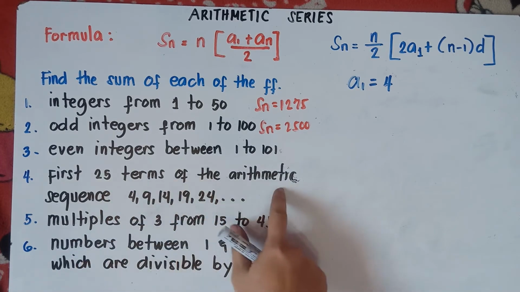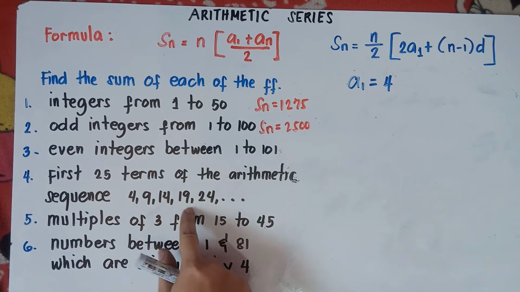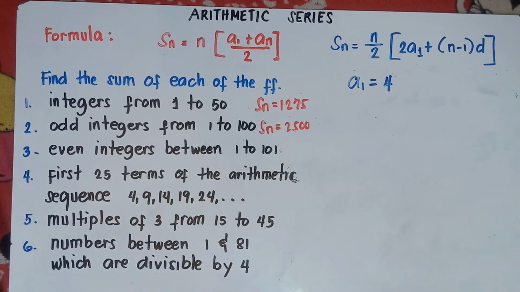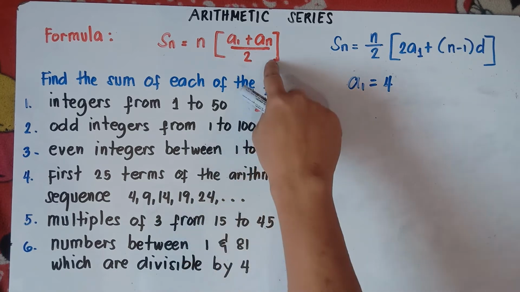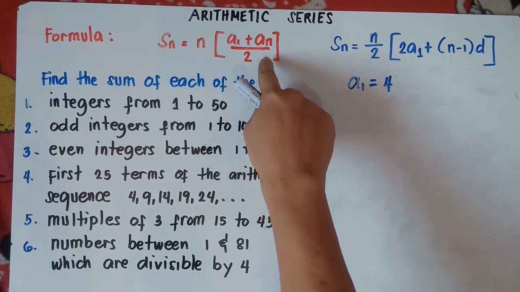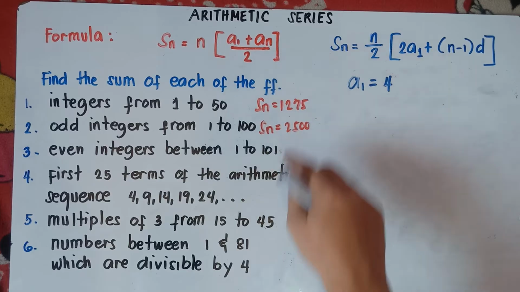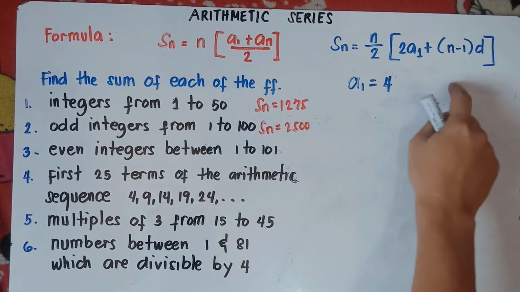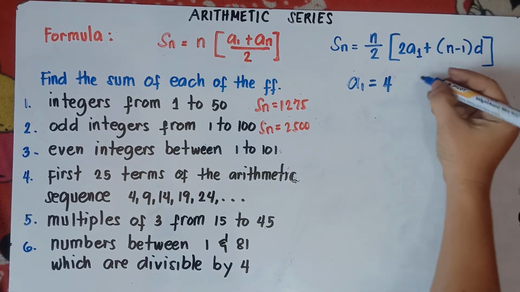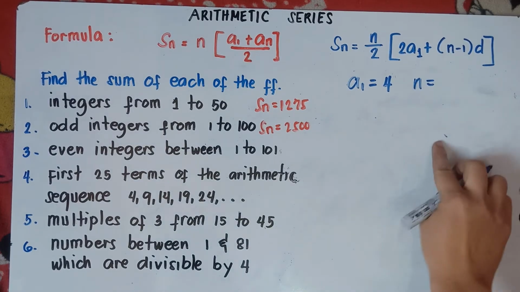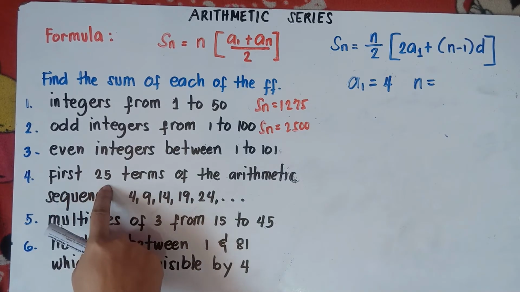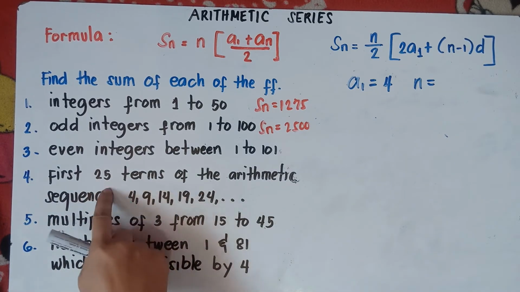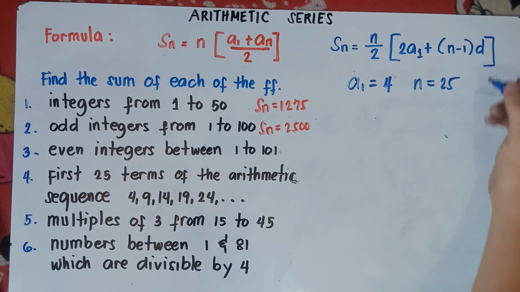First 25 terms of the arithmetic sequence 4, 9, 14, 19, 24. We don't have the last term. Therefore, we cannot find the last term, so we cannot use this formula. So we will check this one: we have the first term. Do we have n? N, class, is the number of terms. Yep, we have n because it says first 25 terms. So N is 25.